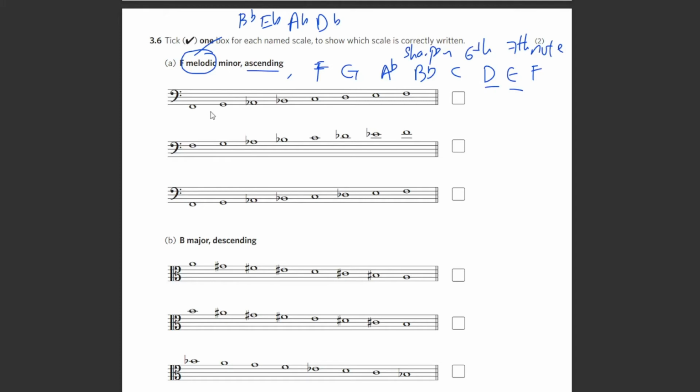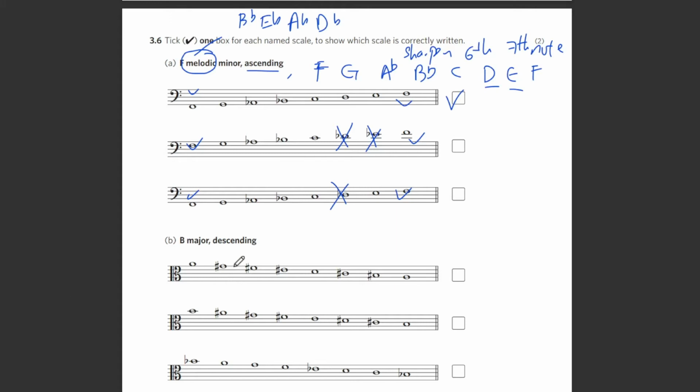So let's check. I'll first check by making sure that they both start off with F and end off with F. So this is F, this is F, this is F, this is F, this is F, this is F. Next, I need to check G. All are G. Then A flat, yes. B flat, yes. C, yes. Then D, wrong. Then E, okay. So this is the correct one. The first option is the correct one because you need both D and E to have no flat, or to be natural, in order for it to be a melodic minor ascending.